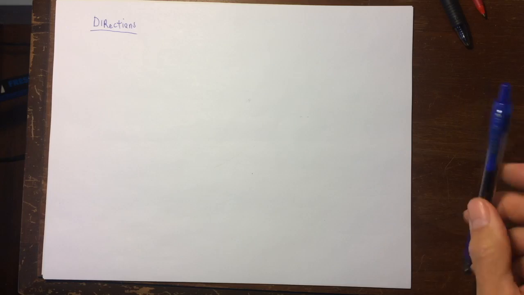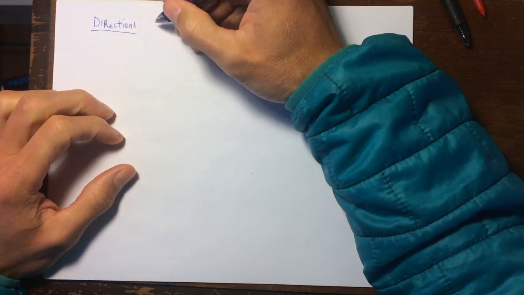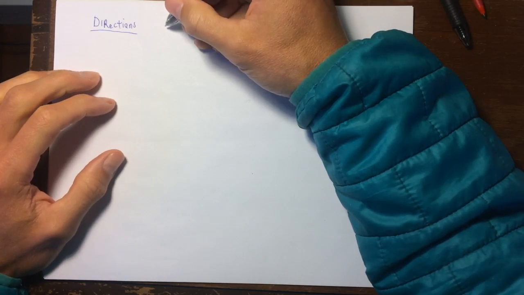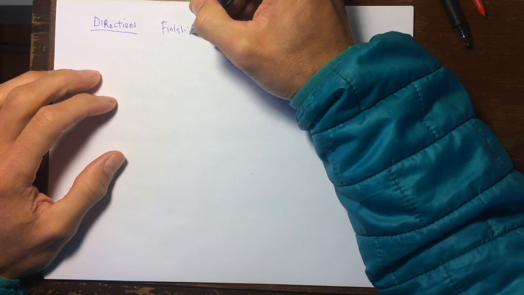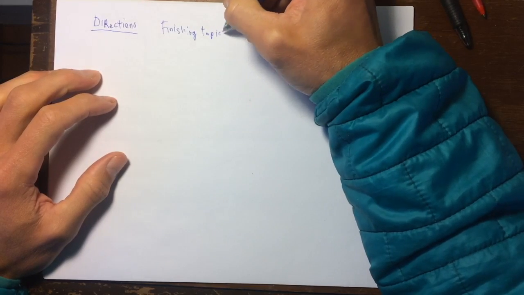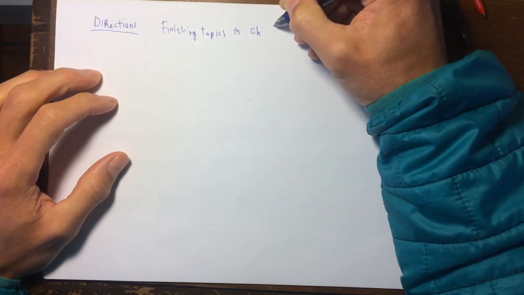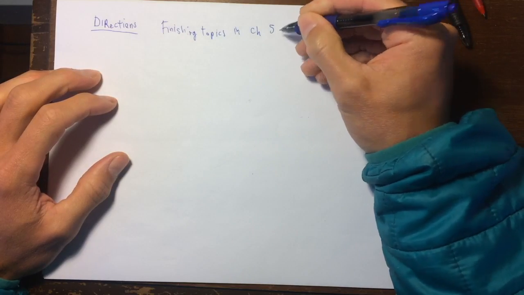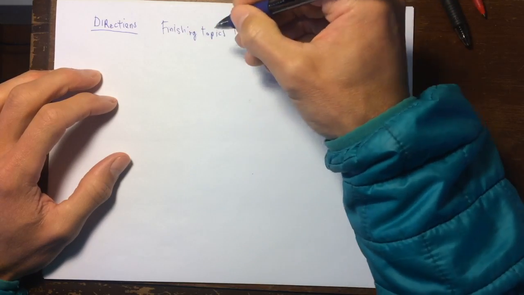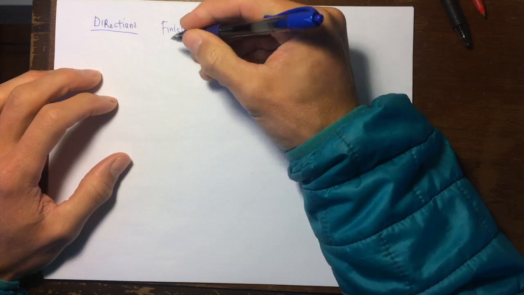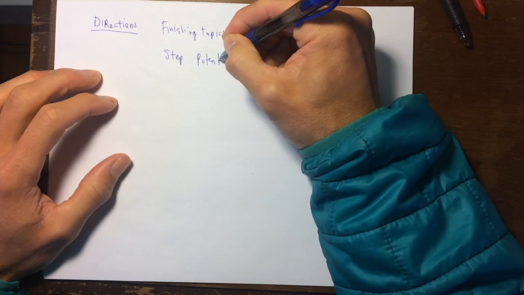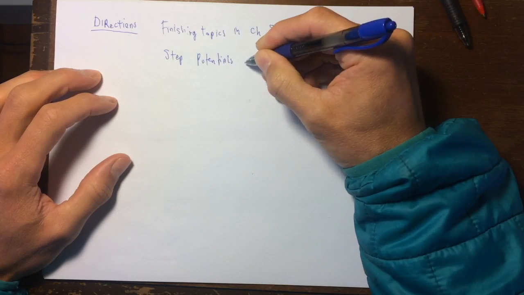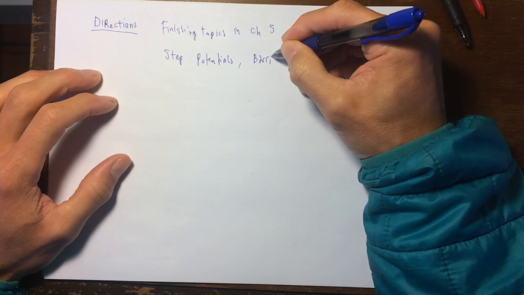In this video, I'm describing some directions for my modern physics students when they're finishing the topics in Chapter 5. And the topics in Chapter 5 include what are called steps or step potentials, as well as barrier potentials.